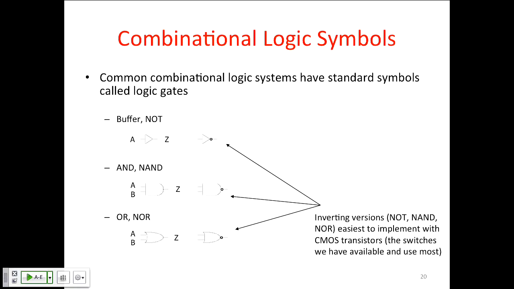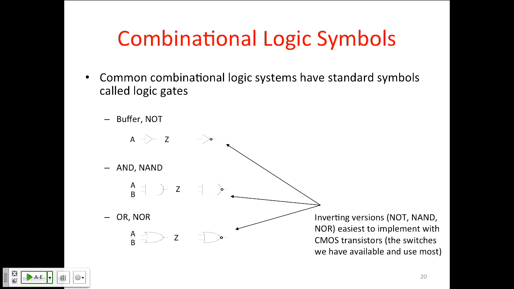So when we do logic design, we use these symbols to represent these standard components. And this is the symbol for a buffer, which just copies input to output. But the bubble on the output means it's inverted. So an inverting buffer looks like this. It's a triangle with a bubble on the output, right? So this is a NOT gate.